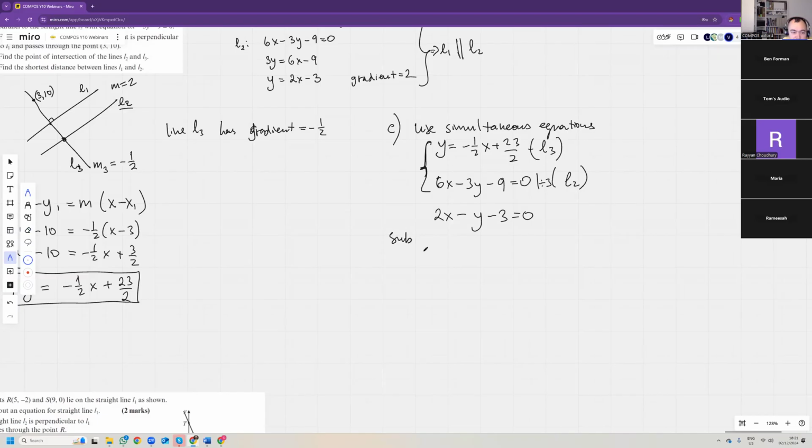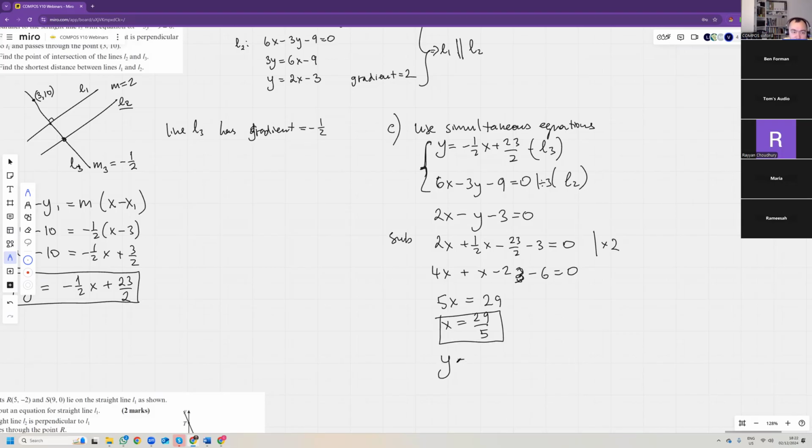So 2x plus 1/2 x minus 23 over 2 minus 3 equals 0. Times by 2, just not to bother with the fractions. So it's 4x plus x minus 23 minus 6 equals 0. 5x equals 23 plus 6, that's 29. x is 29 over 5.